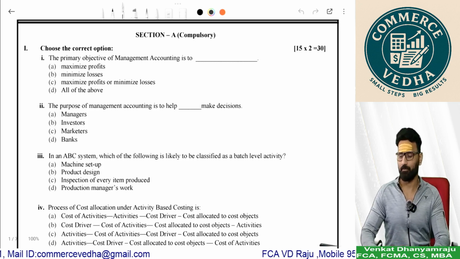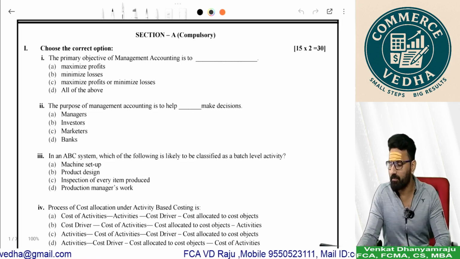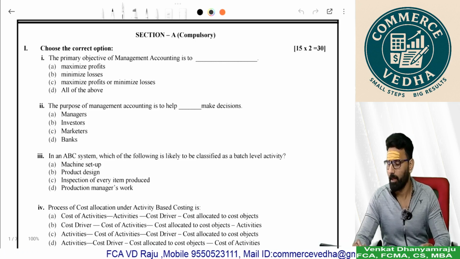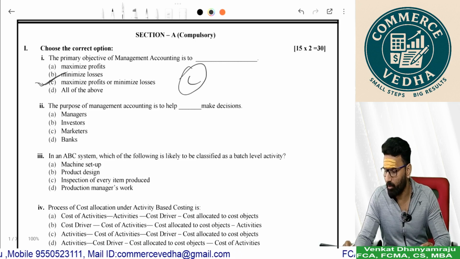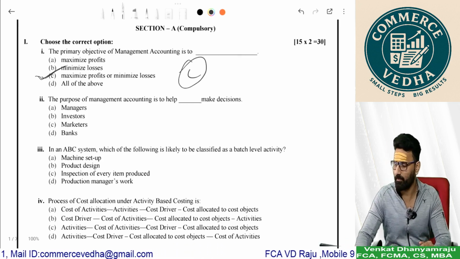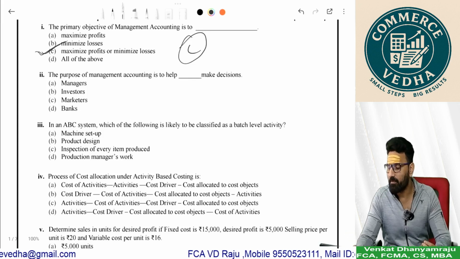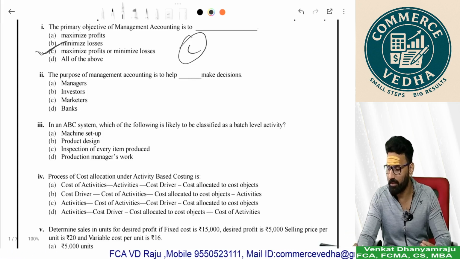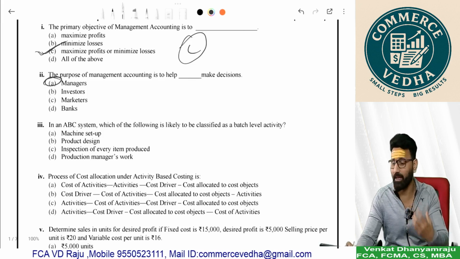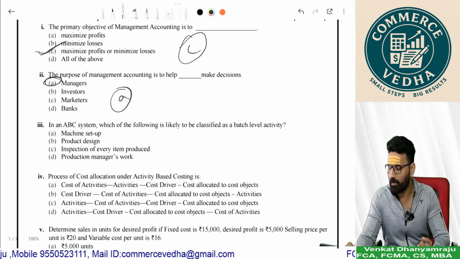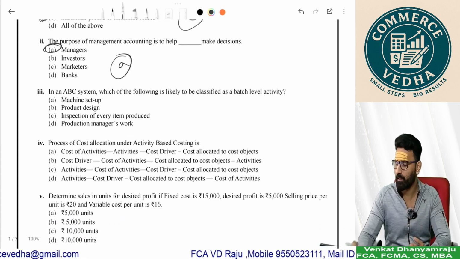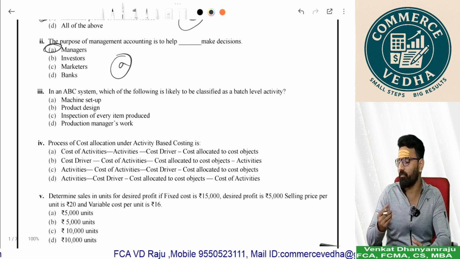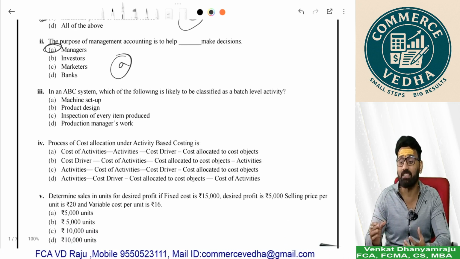The first question. The primary objective of management accountant is to maximize profits and minimize losses. Simple, it is C. No need to discuss much on this. Then, the purpose of management accountant is to help managers or management to take decisions, because they will take decisions to run the organization.